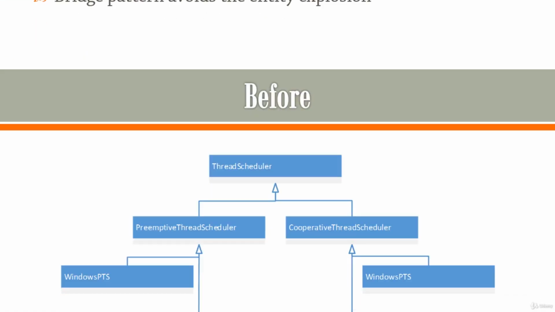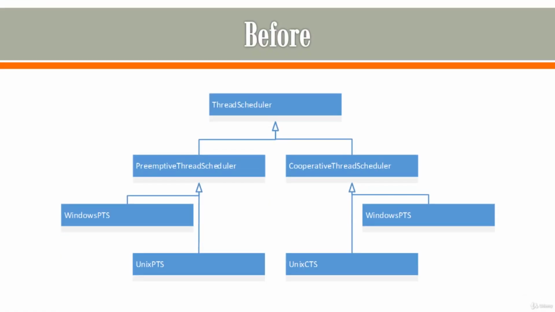So if you have something like this, this is the illustration of the scenario I've just mentioned. You have a thread scheduler, and then you have the preemptive and cooperative, and from that you inherit the Windows preemptive, Unix preemptive, Unix cooperative, and Windows cooperative. And you can imagine that if you have more variety in this tree, then the tree would become even more massive. So you want to avoid this.